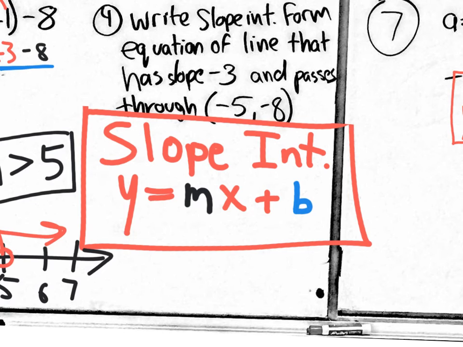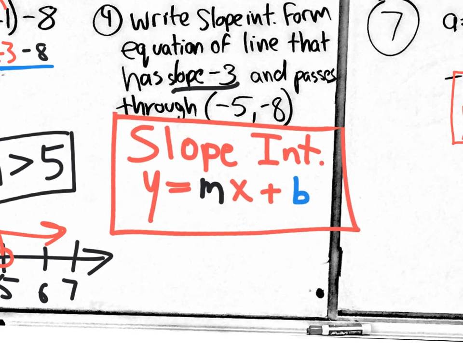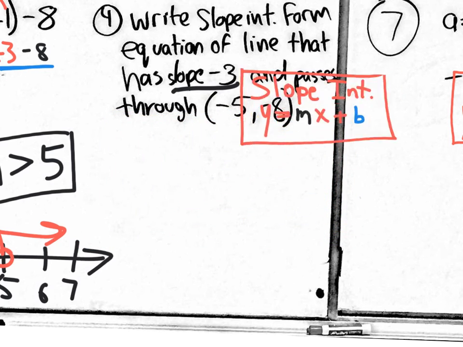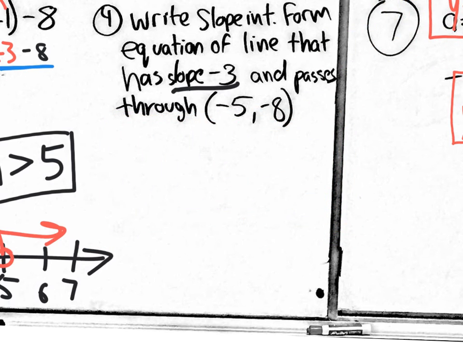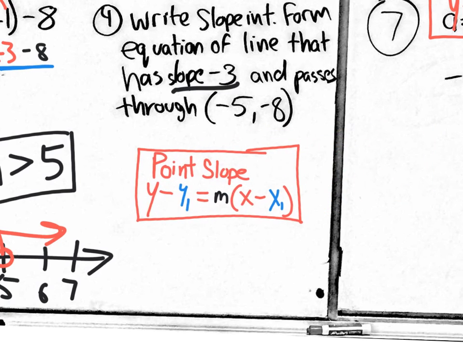So in this case, they give us the m, all right? Let me underline that right there. They give us the m right there. Slope is negative 3, but they don't give us the b. So we're kind of like out of luck. We can't really do slope-intercept form. What we do have is a point and a slope. So that should ring a bell that we could do it in point-slope form.